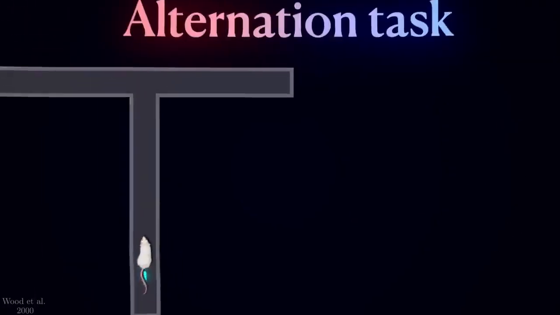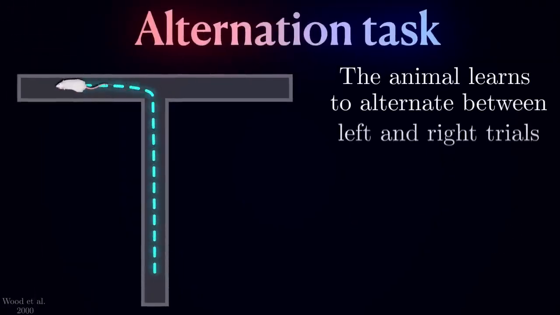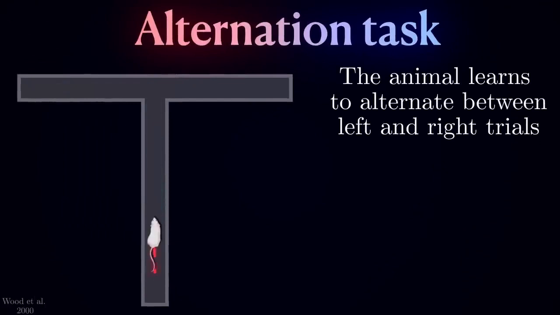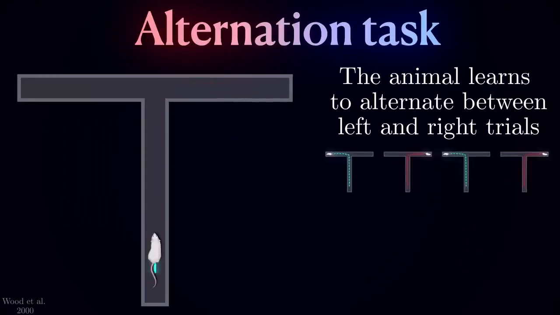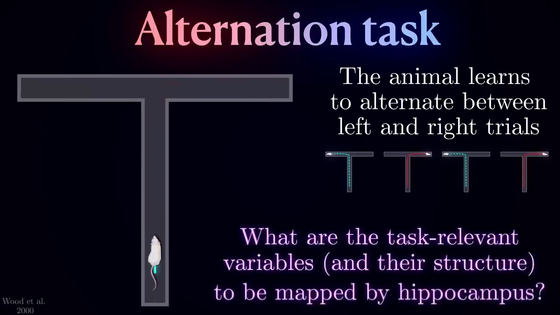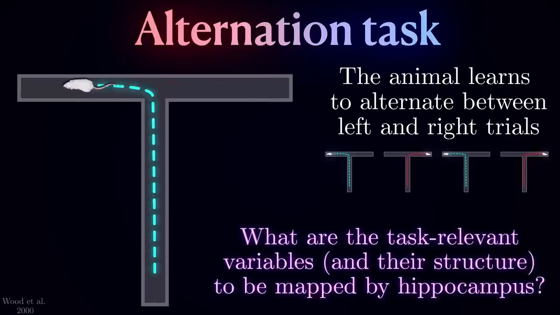Now, the task is such that the reward is always alternating between the sides. So the animal has to learn that if on the previous trial it turned left and received a tasty treat, that means that now it should go to the right, and vice versa. Let's try to think about the type of mental model, a cognitive map, that must be built in the brain of this mouse. In other words, what are the relevant behavioral variables and their structure required to perform this particular task?